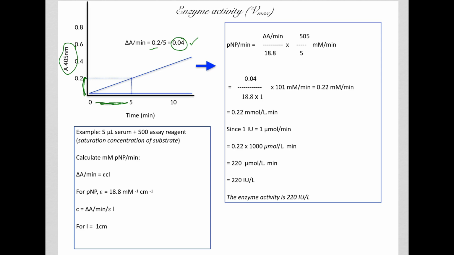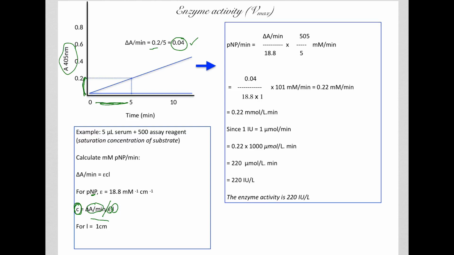So this delta A per minute can be converted into concentration of the product, para-nitrophenol, by dividing the delta A per minute by the extinction coefficient and the cuvette path length.